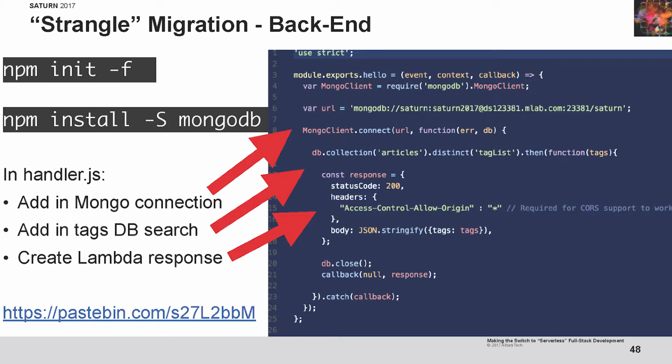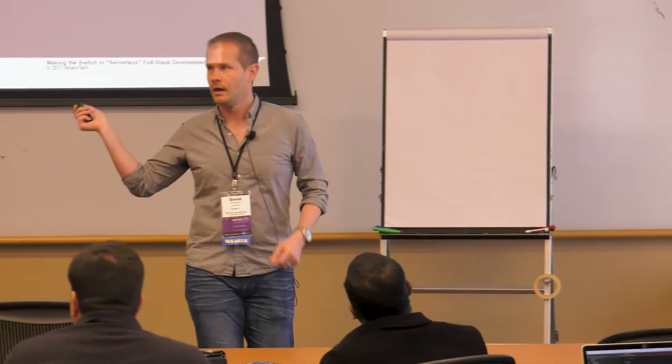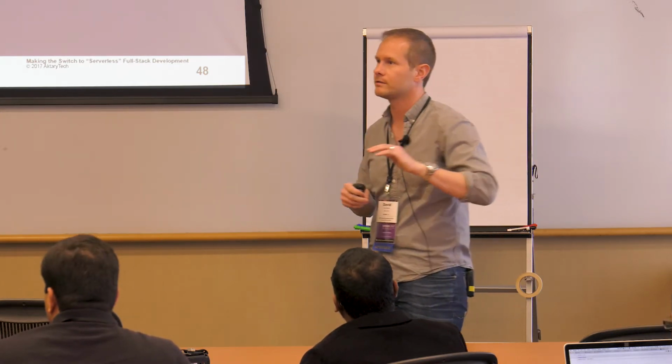So in the handler, and you don't have to write this, please don't try and copy this, I created a paste bin here that you can use. Essentially all we're doing here is creating the Mongo connection. This is going to be the handler that runs in Lambda. In best practice, this would be a separate library that the handler would call, but I just wanted to have it all in one place so that we could just copy paste.